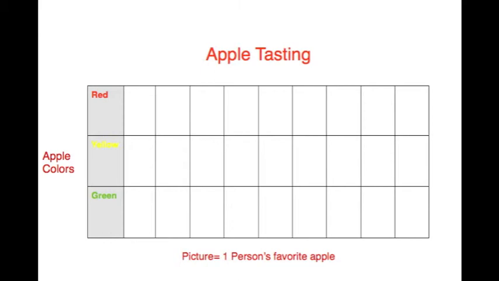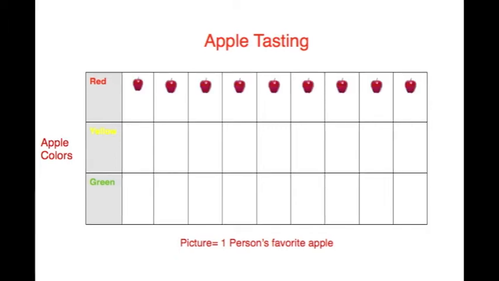So the last side of the graph that we have to name is the bottom of the graph. When using a picture graph, we have to use a key. This key tells us what the picture we are putting into the graph means. In this case, one picture will equal one person's favorite apple choice. Woohoo! Now you are ready to graph.